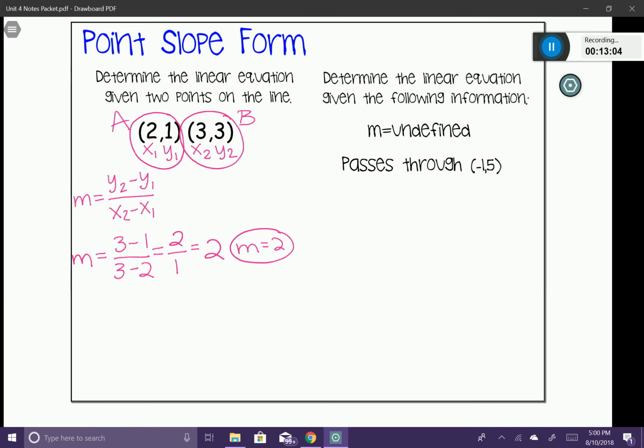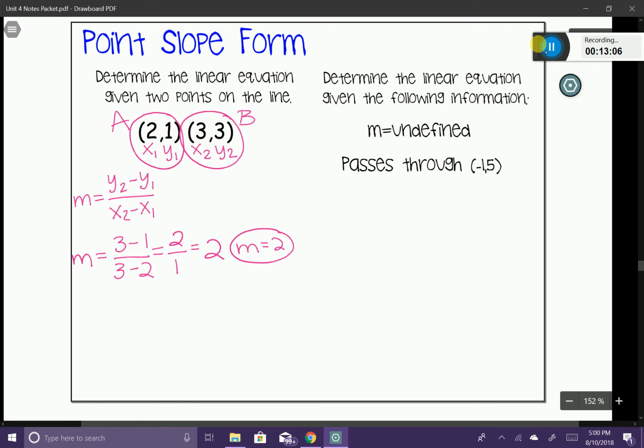I'm just going to go ahead and write my equation. So I'm going to say y minus my y1 equals my slope times my x minus my x1. This is one way you could write this linear equation that goes through these 2 points.